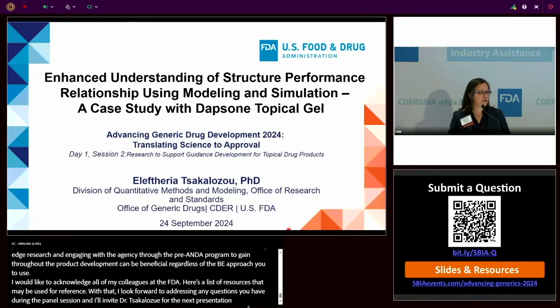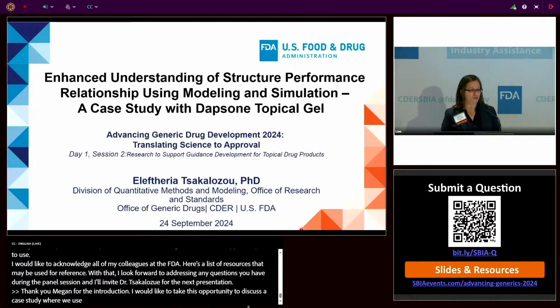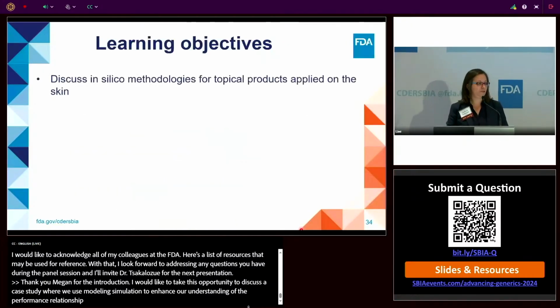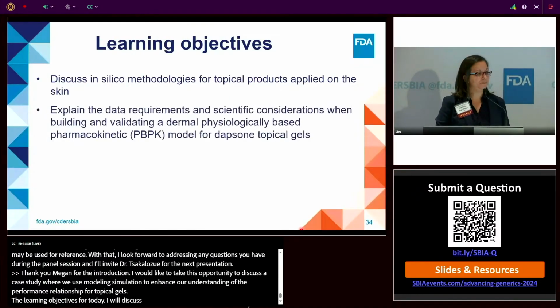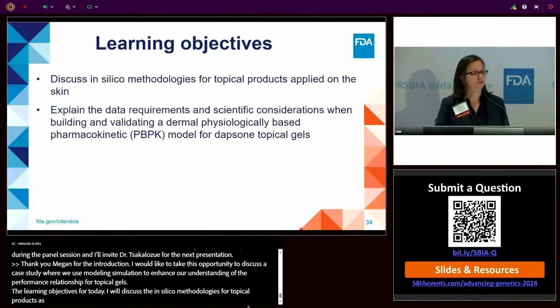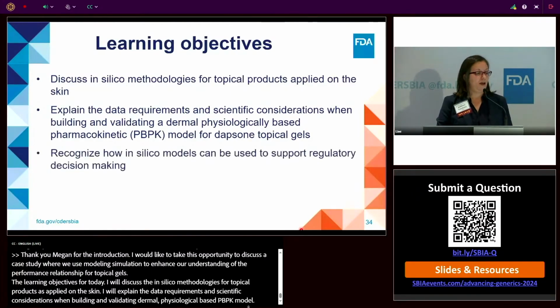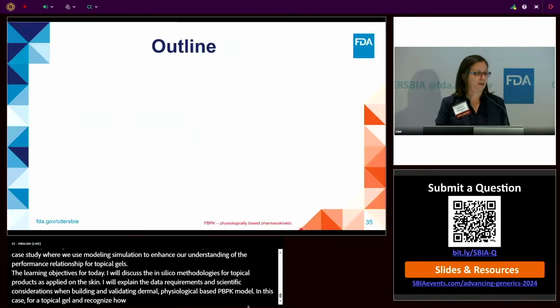I would like to now take this opportunity to discuss a case study where we use modeling and simulation to enhance our understanding of structure-performance relationships for Dapsone topical gels. The learning objectives for today: I will discuss in silico methodologies for topical products that are applied on the skin. I will explain the data requirements and scientific considerations when building and validating dermal physiologically based pharmacokinetic, PBPK in short, models, in this case for Dapsone topical gels. And we will recognize how in silico models can be used to support regulatory decision making.